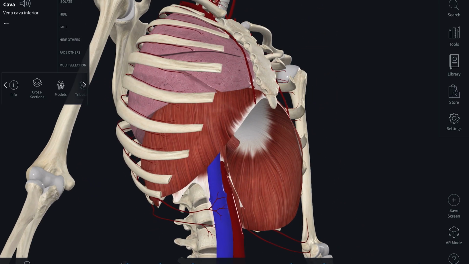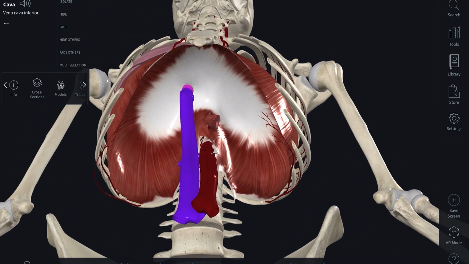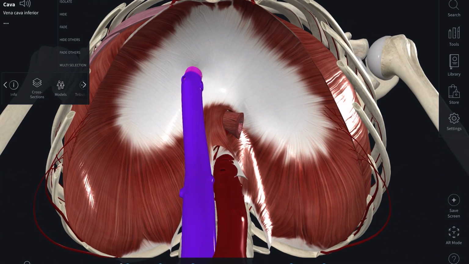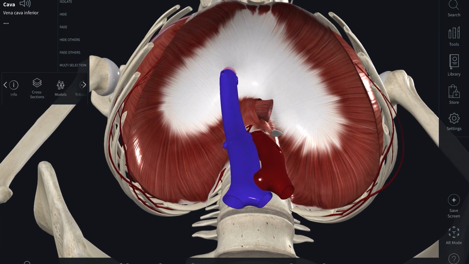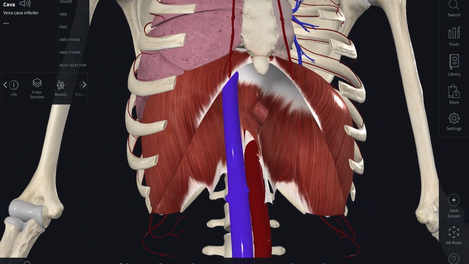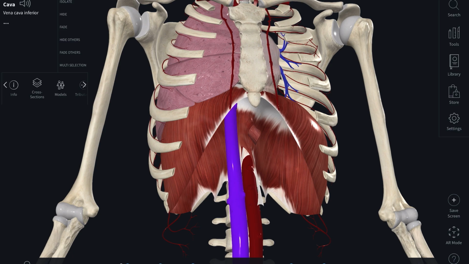Looking at it from underneath, here's that diaphragm inside that inferior thoracic outlet. And looking at it right here, if we had these costal cartilages, we would see that costal margin sitting right here.